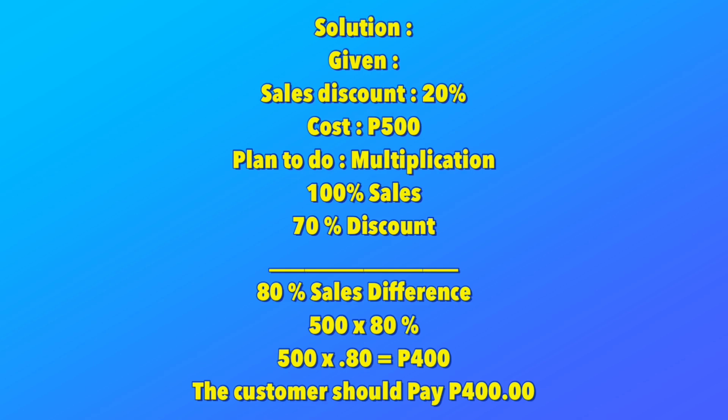Now we have to multiply 500, the cost, times 80%. So this 80%, if we use it manually, 500 times 0.80. Then our product is 400 pesos. So the customer should pay 400 pesos.